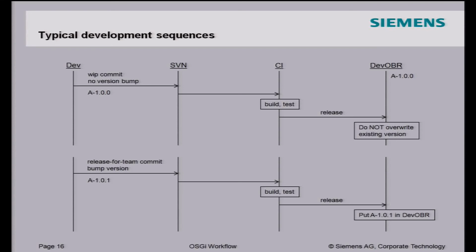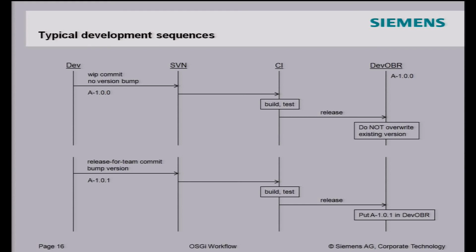Okay. And in our case, if he doesn't bump the version for the second one, then his changes wouldn't go into the DevOBR, because the version is already in the DevOBR. So he additionally has to raise the version again so that his changes also go to the DevOBR. Oh, okay. Yeah. When you check into SE, you do need to do a merge.